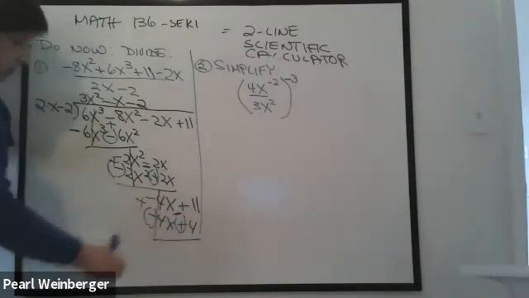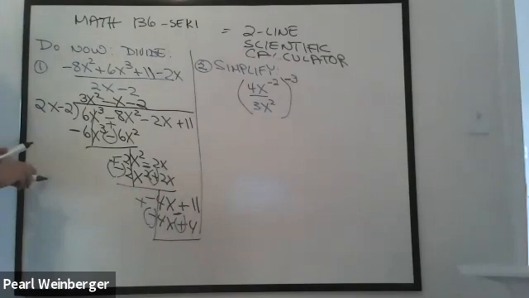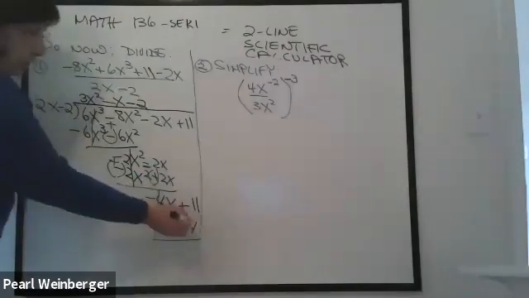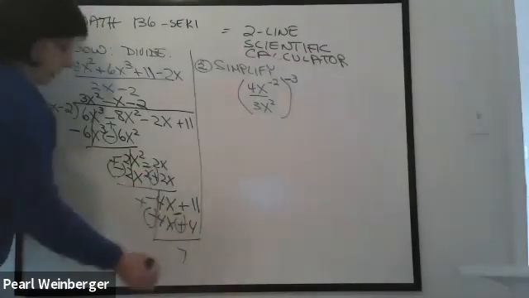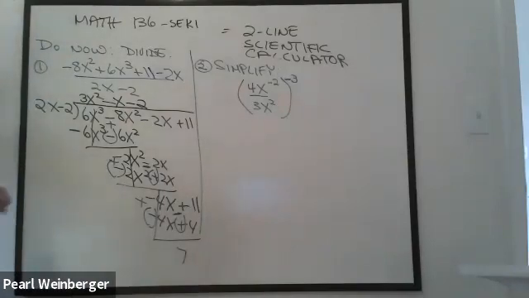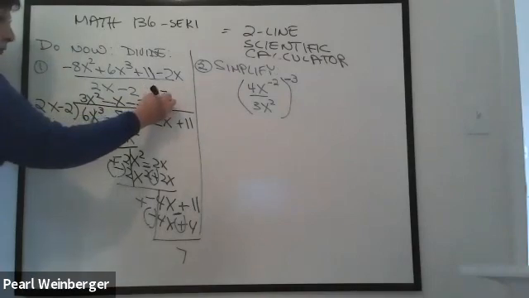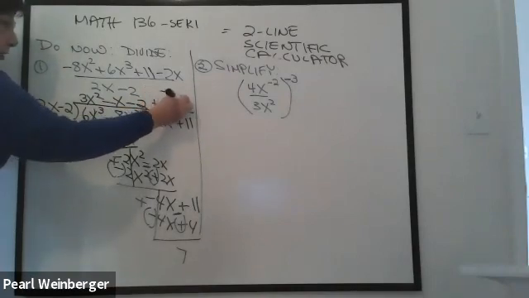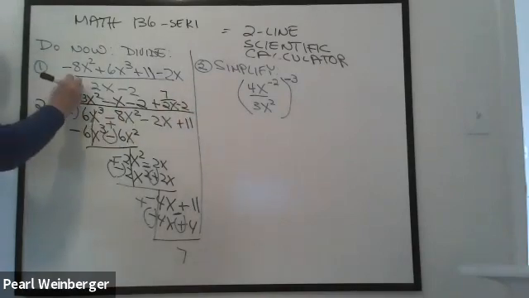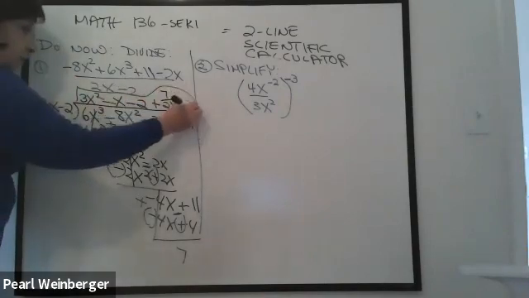The negative 4x and the positive 4x cancel. And positive 11 and negative 4 give me 7. That means my remainder is 7. So I take the 7 and put it over the 2x minus 2, which is the divisor. And here's my answer.